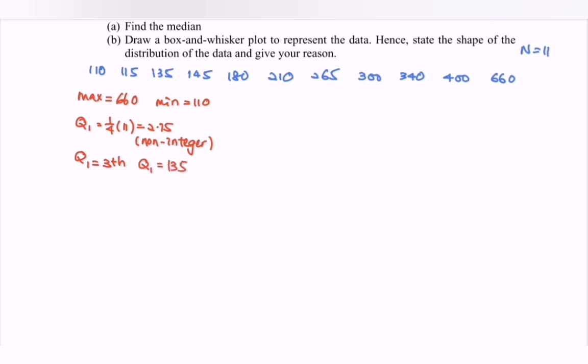Next, the second quarter or the median. So we have 1/2 multiplied by the 11, so we have 5.5. Again, non-integer, so we have to round up. So the Q2 is equal to the sixth term. By referring to the list, we have the median or the Q2, which is equal to 210.